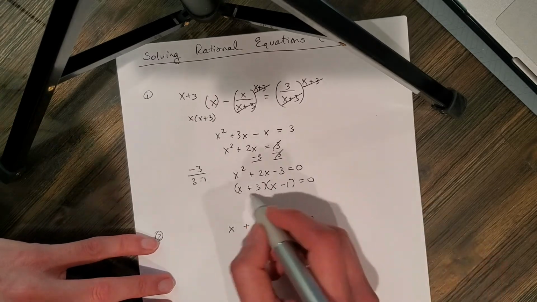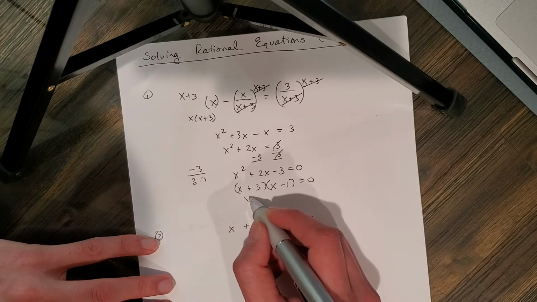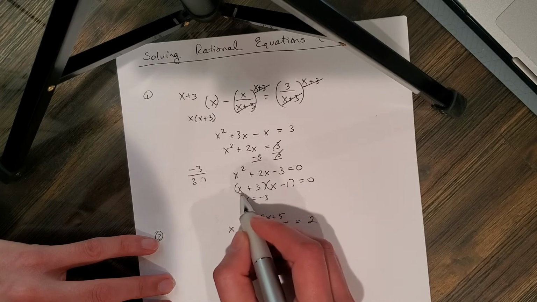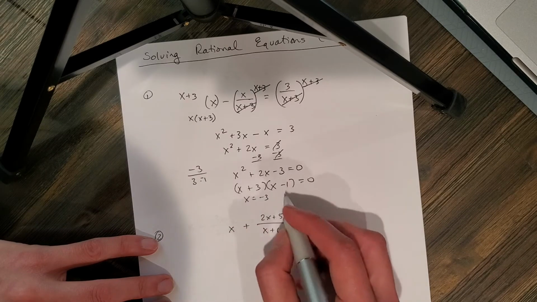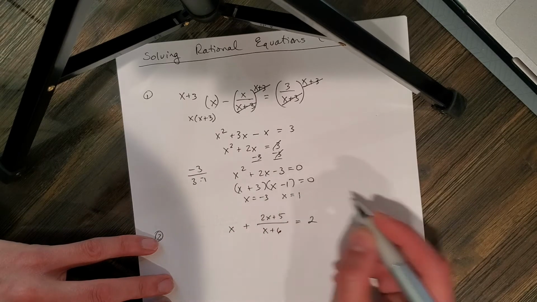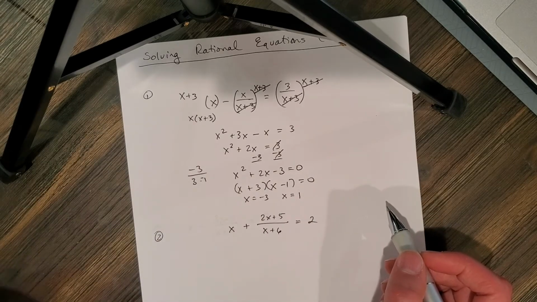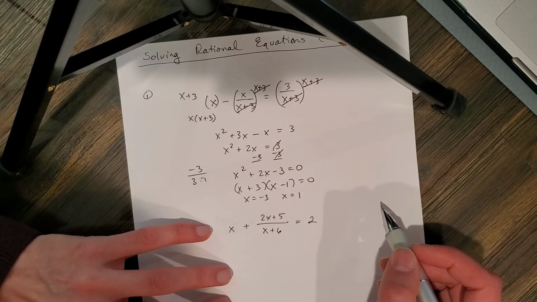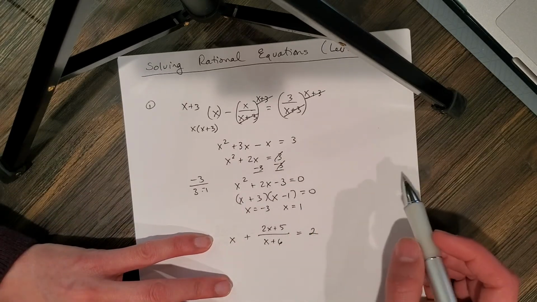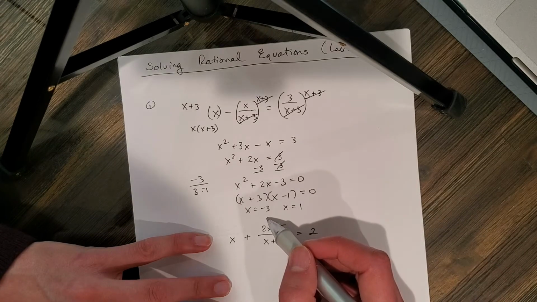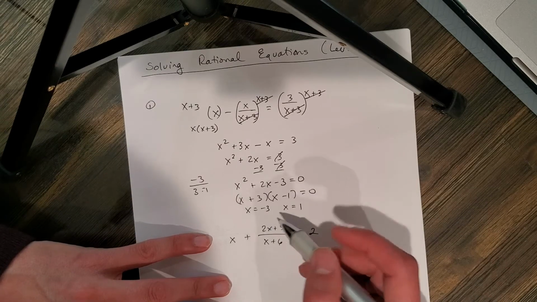Now from these two, I get two solutions, right? So I get x equals negative 3, because that's what would make this factor 0 if I were to plug in a negative 3 there. And this one will give me x equals positive 1. So notice I have two solutions here, but let's check for extraneous solutions. Let's see if any of these would make our denominator 0. If it does make our denominator 0, then we must reject that answer, okay?